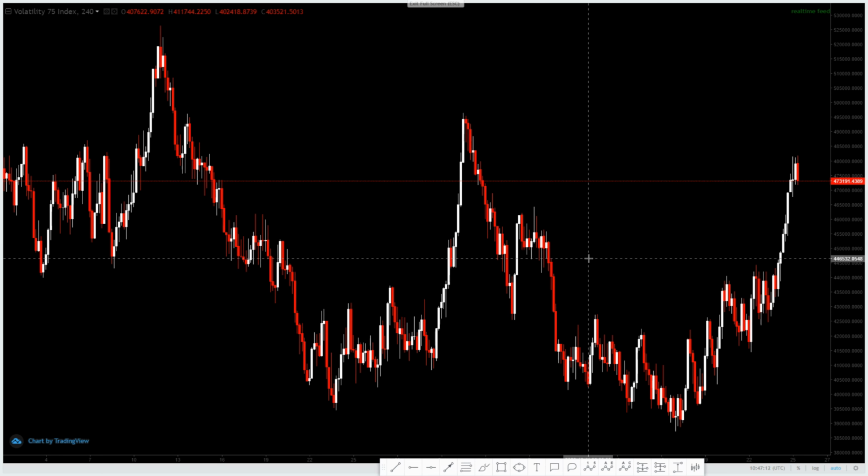And this is Volatility 75. We are going to talk about this particular pair today. And just remember, I think 3 or 4 days ago, I did a video analysis of this Volatility 75, explaining to you guys that it is going to buy, right?